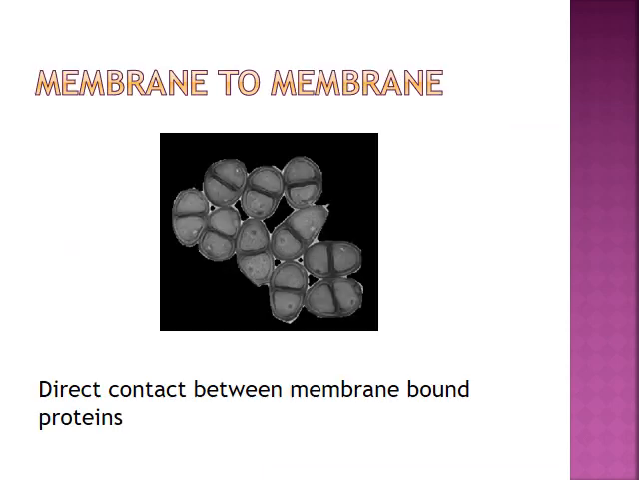Signals can be sent from proteins in the membrane to membrane contact. If you put a cell, it's like the cell is putting out little flags, and the cell next to it is close enough to read the flags. So their membranes are interacting.